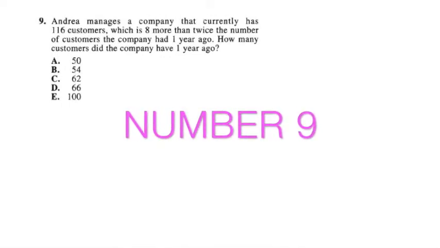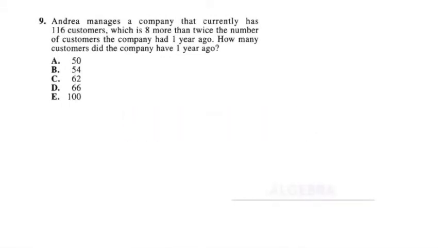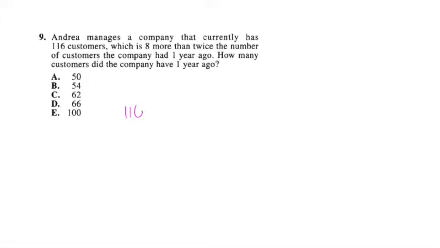Number 9 is an algebra question. We are writing equations. Andrea manages a company that currently has 116 customers, which is 8 more than twice the number of customers the company had 1 year ago. How many customers did the company have 1 year ago? The company currently has 116 customers, and that is 8 more than twice the number of customers the company had a year ago. So how many did they have a year ago?